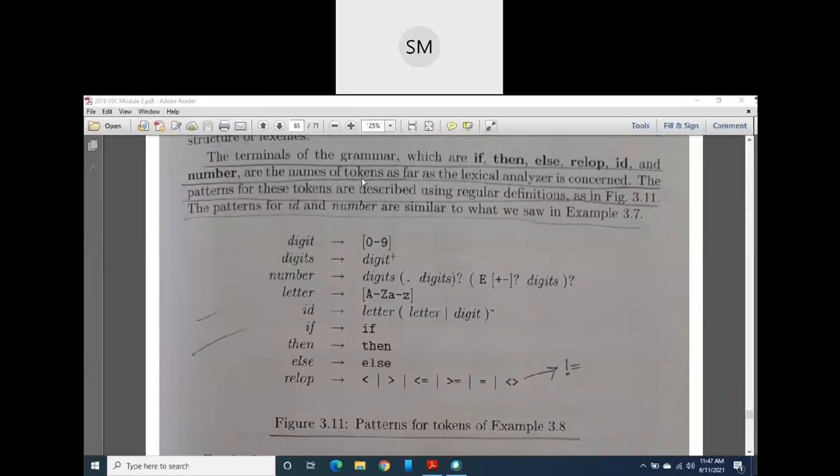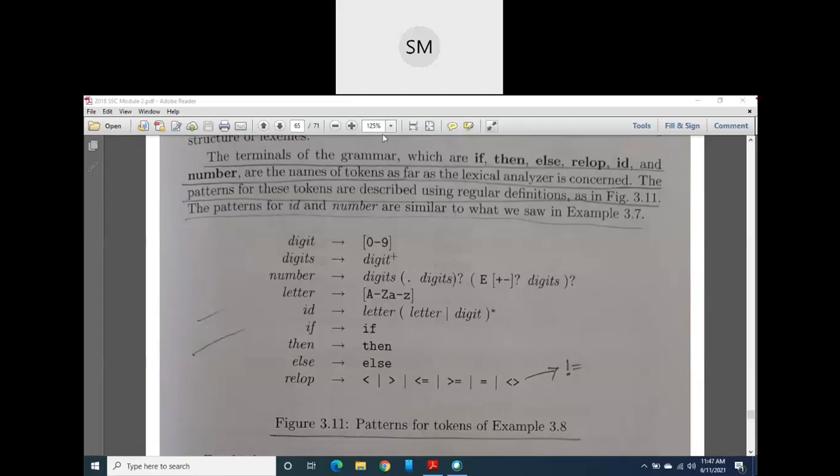And now our job is we have to write patterns for these tokens. Now we have to write the patterns for these tokens or lexemes. So how to write the patterns for these tokens? Now, we will start from number. Already you have written it in previous classes. So how exactly does a number look?